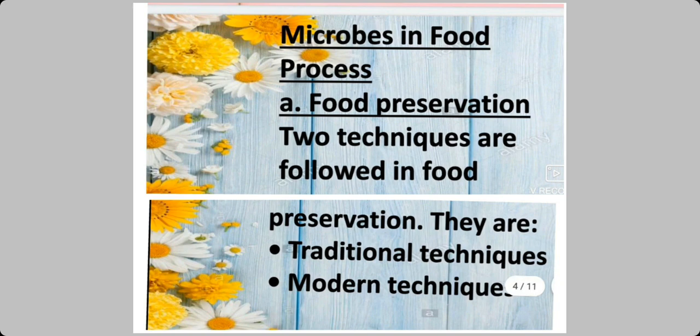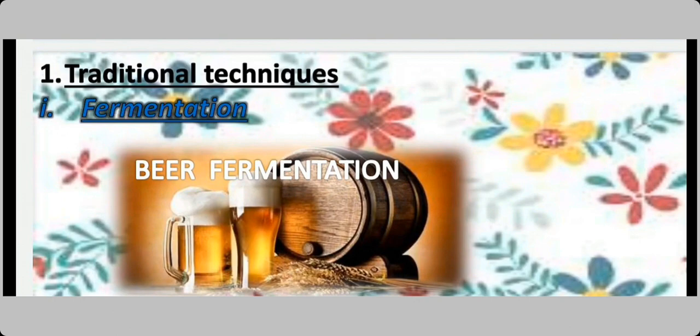First, we are going to see about food preservation. Two techniques are followed in food preservation. They are traditional techniques and modern techniques. In traditional techniques, there are fermentation, pickling, boiling, and sugaring. Four things you are going to see. First one is fermentation. Many times I have explained about fermentation. It is a chemical process that takes place with the help of yeast or microorganisms only. The sugar or starch is changed into alcohol. It produces carbon dioxide also along with that. It makes food more nutritious and tasty. Palatable means tasty. Okay, this is about fermentation.